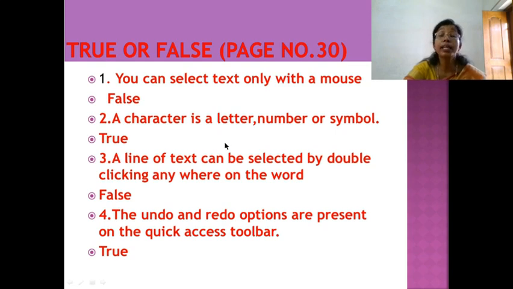Second, A character is a letter, number or symbol. It's correct. So the statement is true. Okay. Third question. A line of text can be selected by double clicking anywhere on the word. What is the answer? False. Because double clicking anywhere on the word, you will select a word, not a line. Okay. So the answer is false.